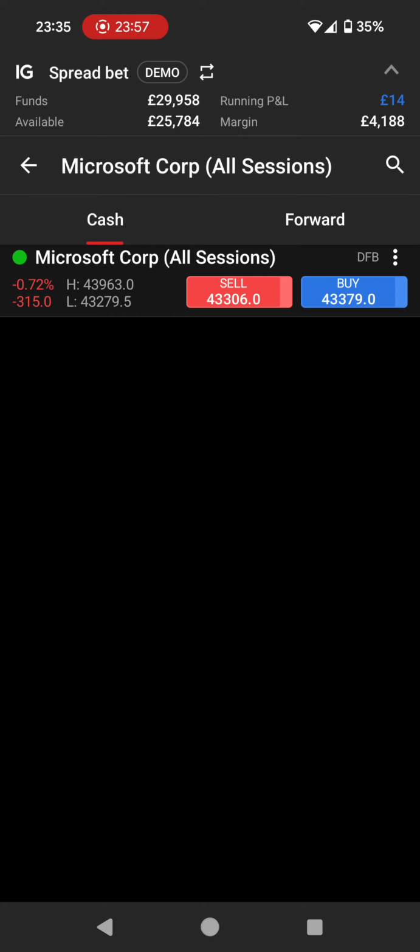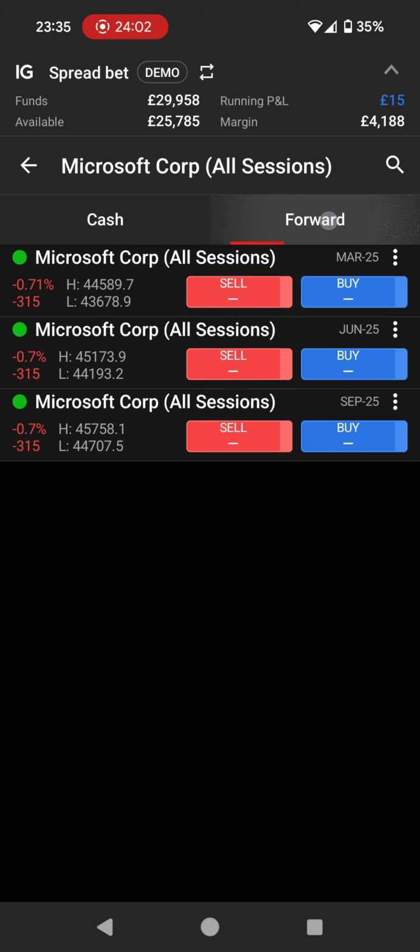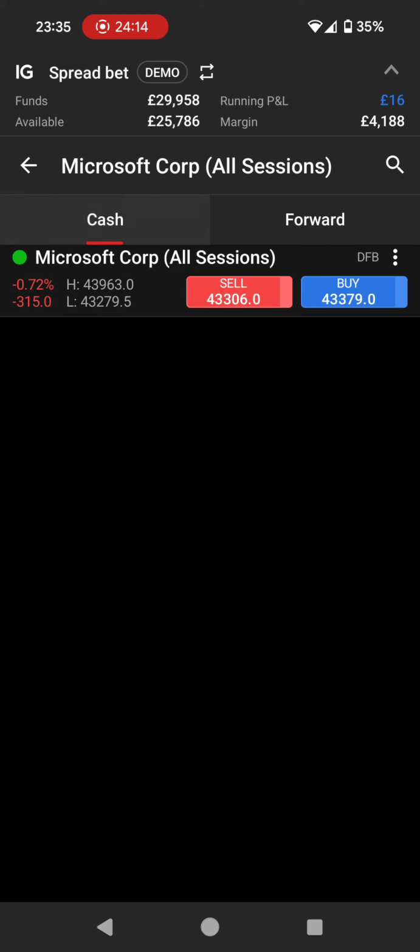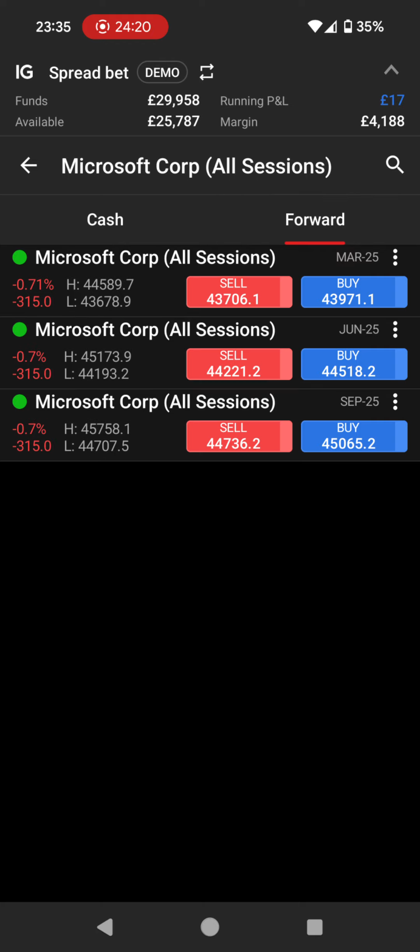Again, you've got cash, which is basically you're trading that day or for a short period, or forward, which are your futures contracts. So as you can see, you've got March, June and September. And the spread is very different between all of them. So with cash, the spread is about 75 points, 73 points. But then look at March. March is 200 and something points. June is 300. September, again, like 300 odd points. So what it means is the market's got to move fairly significantly before you're actually in profit.